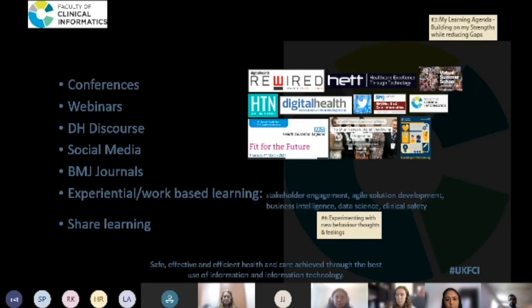A lot of this learning was also supplemented by experiential and work-based learning, especially in the setting of COVID, with the requirement for agile development, stakeholder engagement, and business intelligence and data science and clinical safety. That contributed to my learning as well. And along the way, sharing learning with other forums, including the Shuri network, and being in a position to share learning with the Flexible Portfolio training that we have at Blackpool. That was a great way of building my learning.